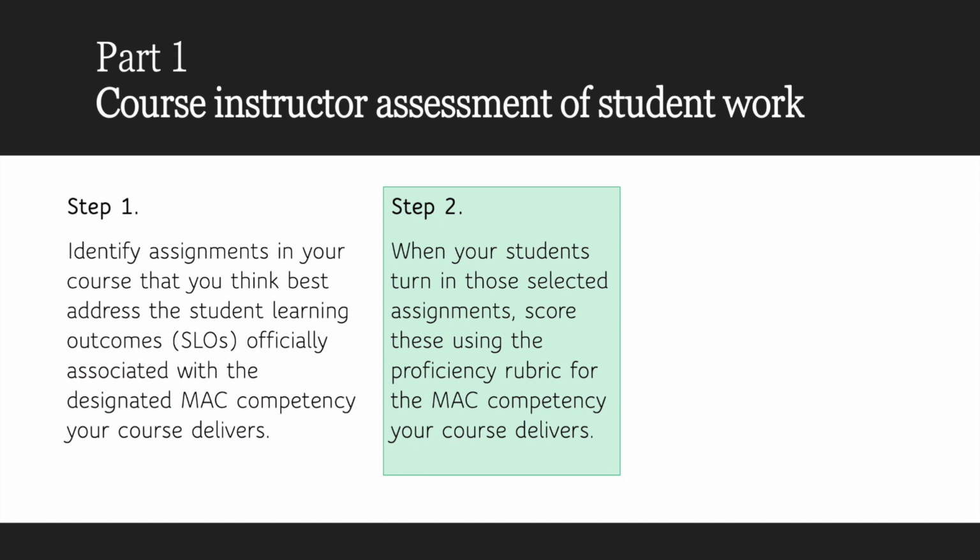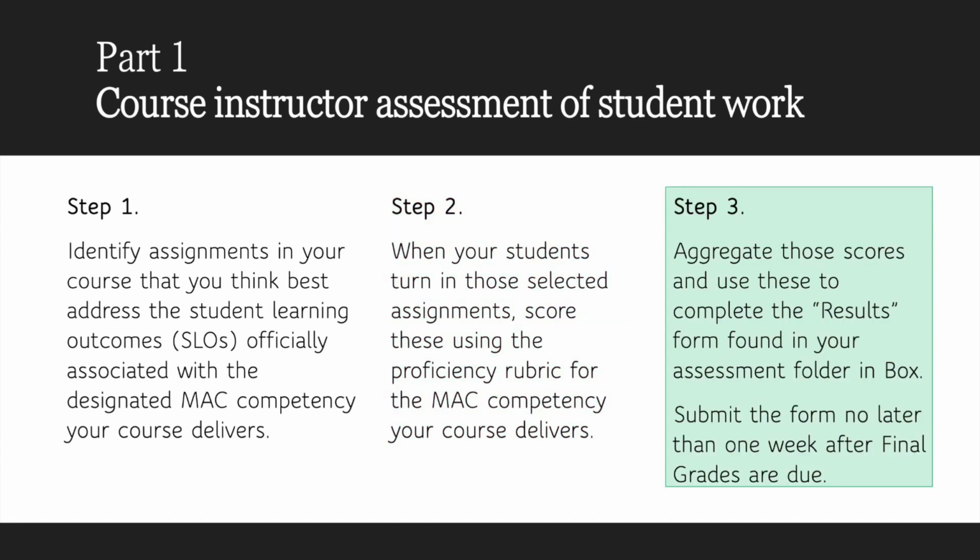Steps 2 and 3 happen at the same time. That's to say, when your students turn in those selected assignments, you should score your students' work using the proficiency rubric for the MAC competency your course delivers. You then aggregate those scores and use those numbers to complete the results form.